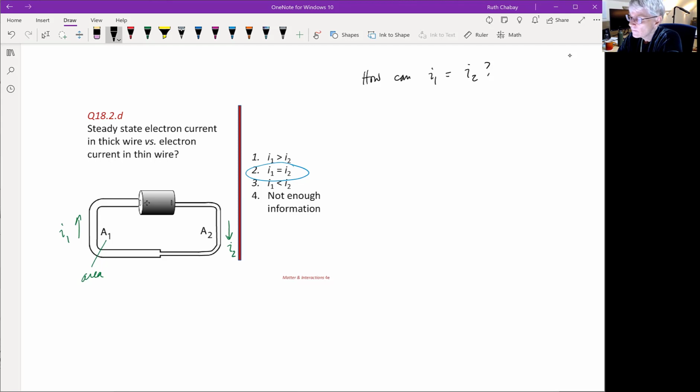Well, let's go back to an expression we derived for electron current. So remember that the number of electrons per second was equal to the density of mobile electrons. And I gather from lab and other things that some of you have not paid enough attention to the meaning of these symbols in these questions. So this is the mobile electrons per cubic meter, times A, which is the cross-sectional area of the wire, times V, which is the average drift speed.